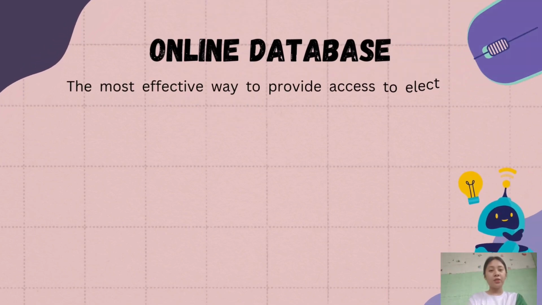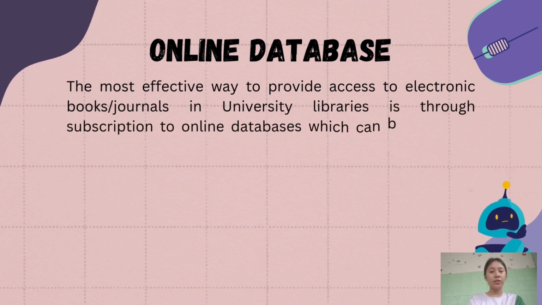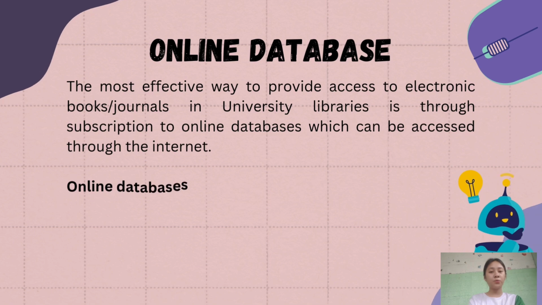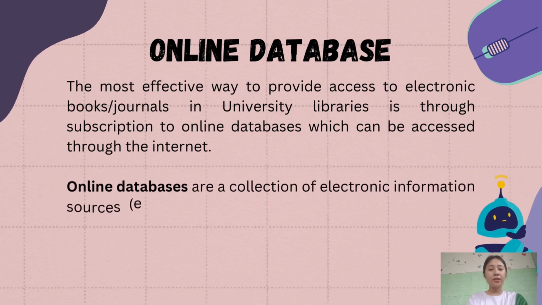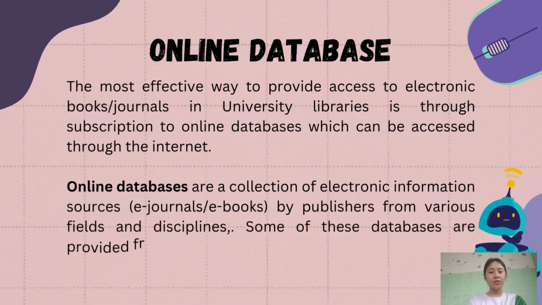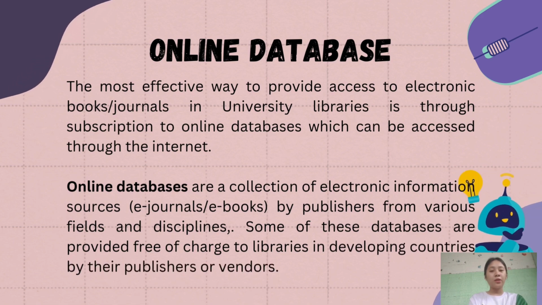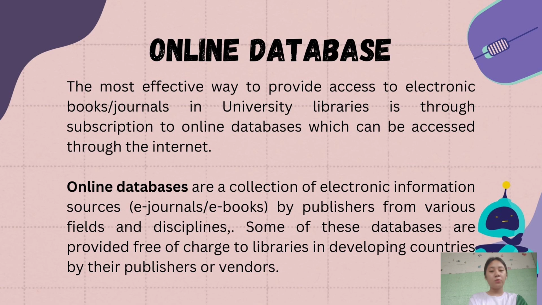Online database. The most effective way to provide access to electronic books or journals in university libraries is through subscription to online databases, which can be accessed through the internet. Online databases are a collection of electronic information sources, e-journals, or e-books published from various fields and disciplines. Some of these databases are provided free of charge to libraries in developing countries by their publishers or ventures.